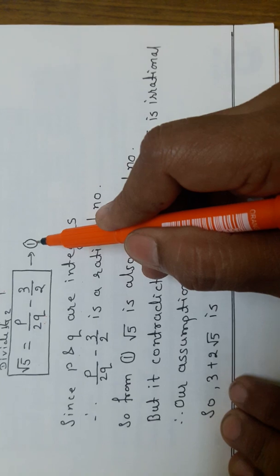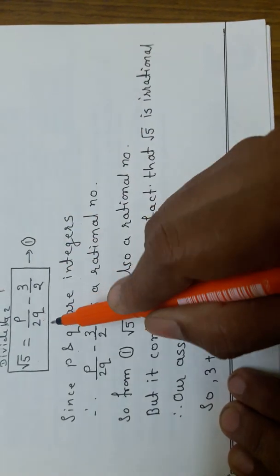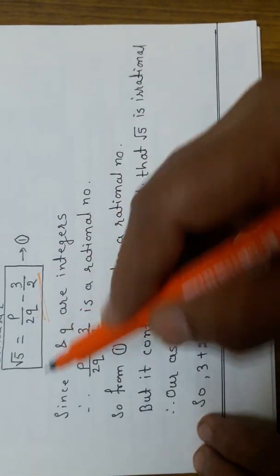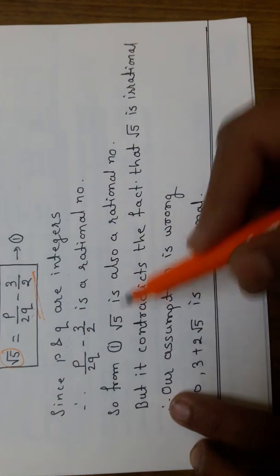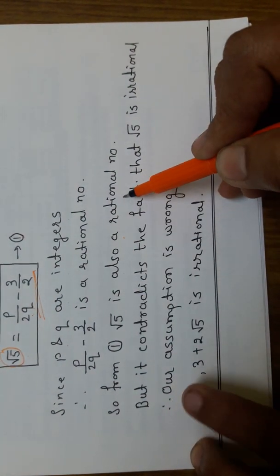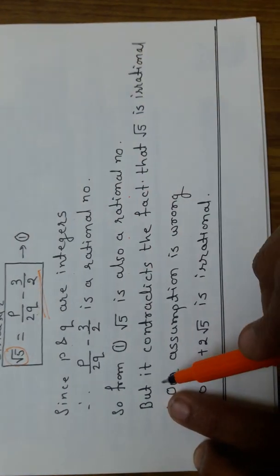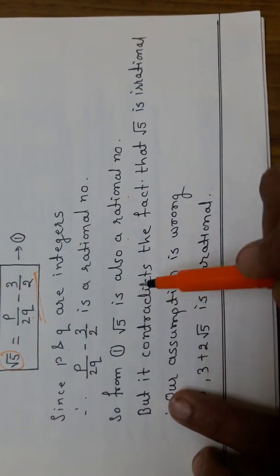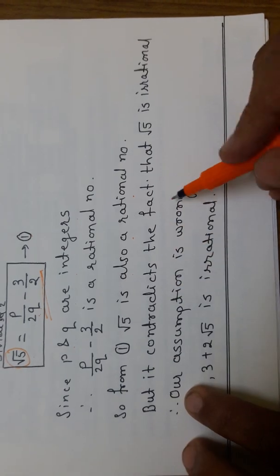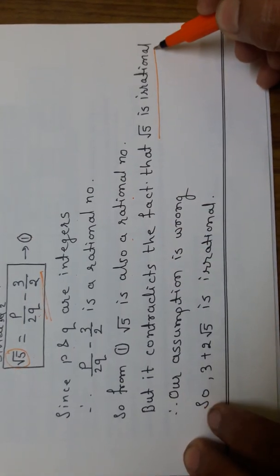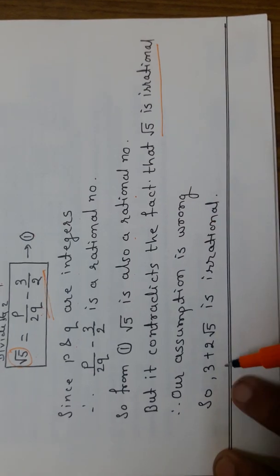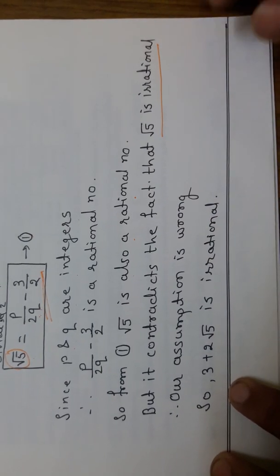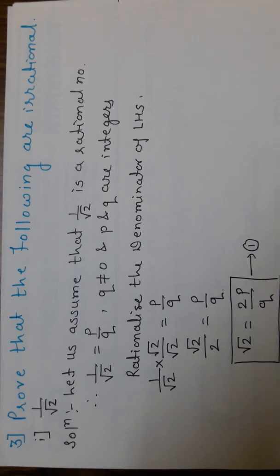If the right hand side of this equation is a rational number, obviously the left hand side is also a rational number. So from 1, root 5 is a rational number. But we have just proved that root 5 is irrational, so it contradicts the fact that root 5 is irrational. Therefore our assumption is wrong. So 3 plus 2 root 5 is irrational.